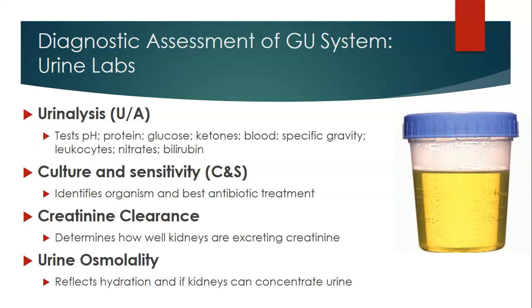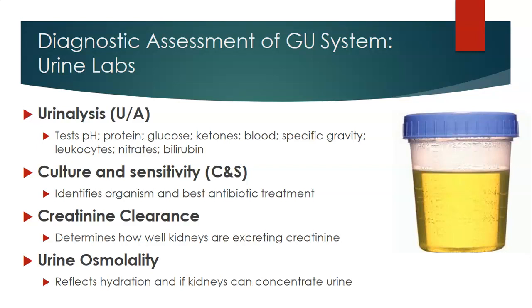As far as diagnostic assessment of the GU system, here are some urinary labs that you might see drawn. So of course we have our urinalysis. You'll see it abbreviated as U/A. This test looks for urinary pH. It tests for the presence of protein, glucose, ketones, blood. It will look at the specific gravity. It will see if there's any leukocytes or white blood cells present in the urine. We'll also test for bilirubin and nitrates.